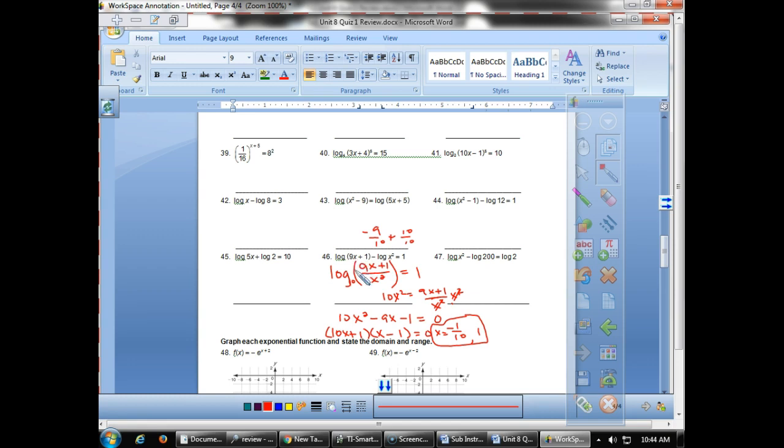Oh yeah, if it gives you a 0, it won't work either. You have to have a positive number, not neutral, not negative, positive, to take the log.